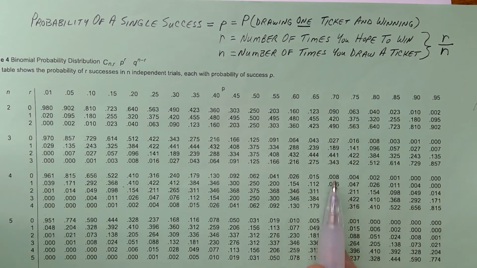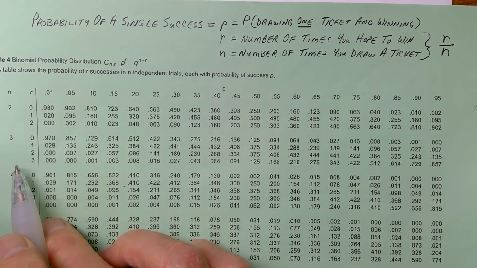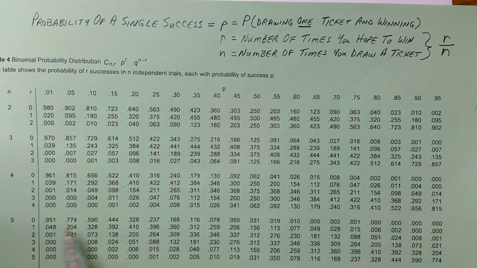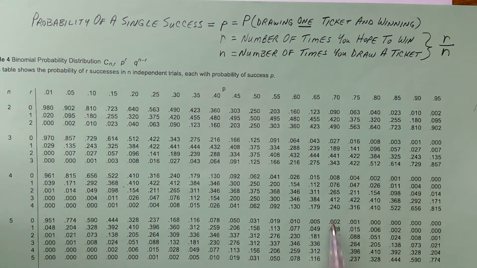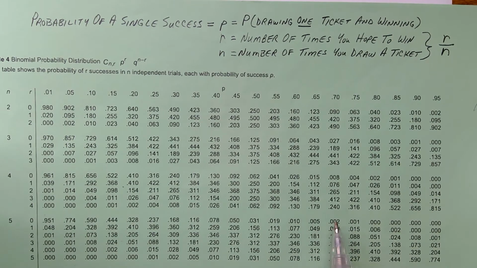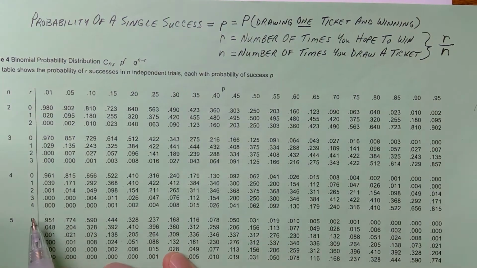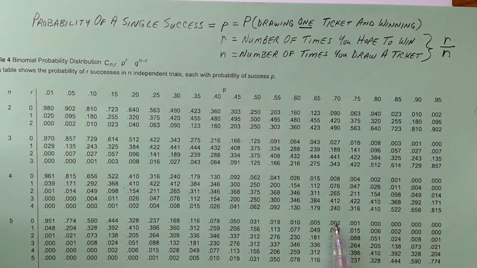So I'm in the 70% column, and I want to come down to a group of 5. I'm going to submit 5 names. So 2, 3, 4, 5. I'm in this cluster right here. So 70%, and I'm in here in the group of 5. These percentages right here are the probability of finding 0 out of 5 friends, 1 out of 5, 2 out of 5, 3 out of 5, 4 out of 5, and all 5 friends. Those are the probabilities over here in the 70% chance column.